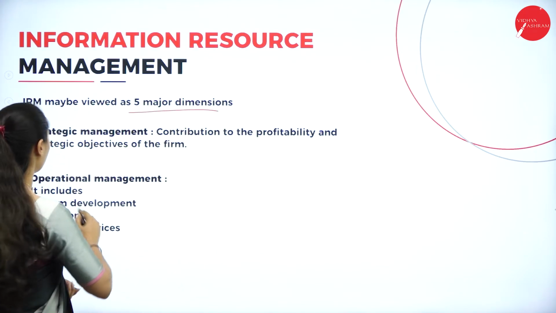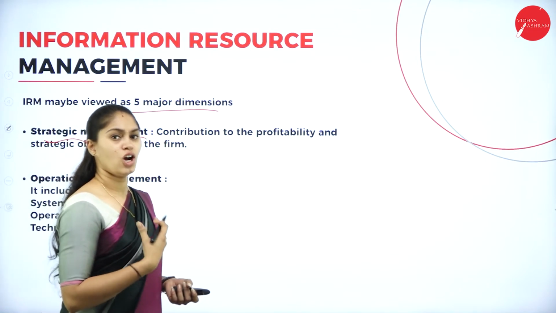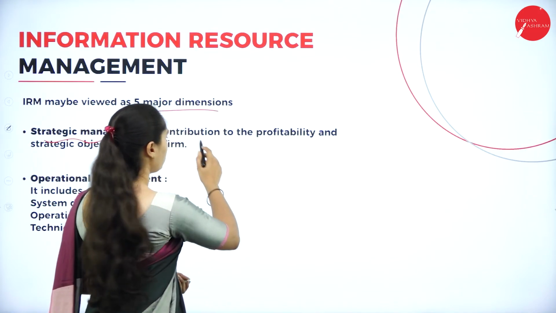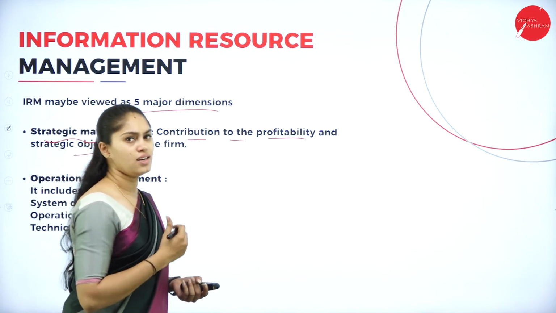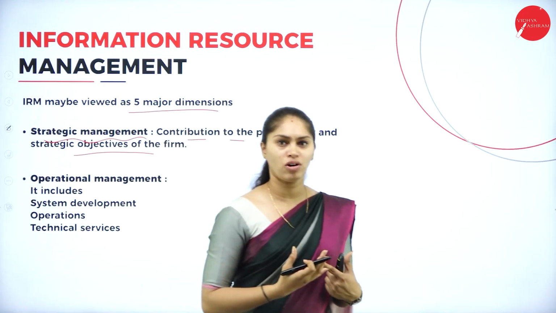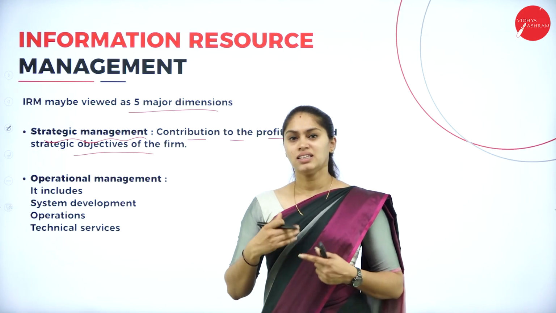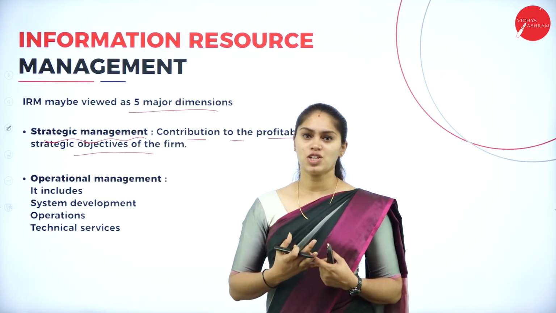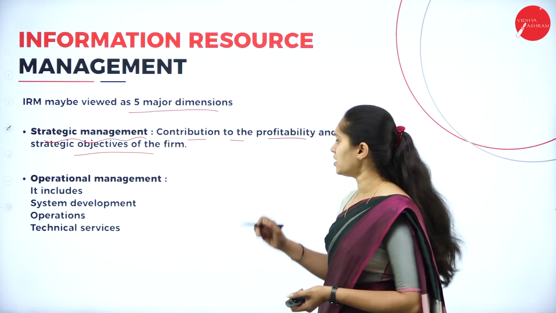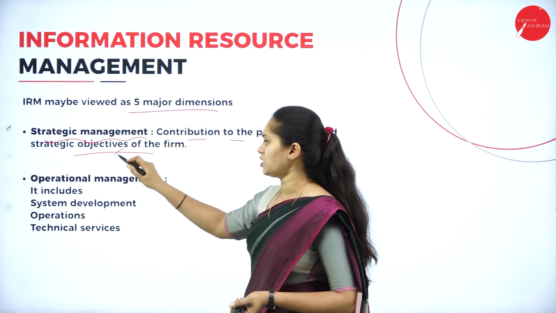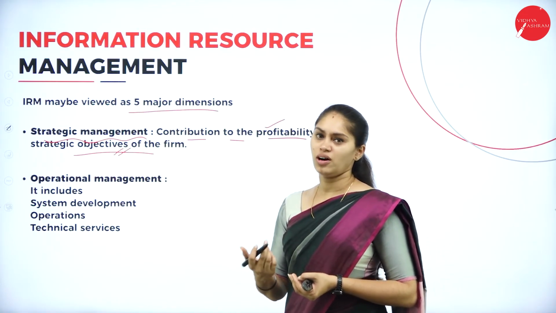What is the first one? That is strategic management. This strategic management of information will contribute to the profitability and strategic objectives of the firm. So if I want to get profit, I have to think differently than my competitors. This IRM, or effective usage of information resource management, will guide me in order to have profitability, and also it will give us the strategic objectives of the organization or firm.